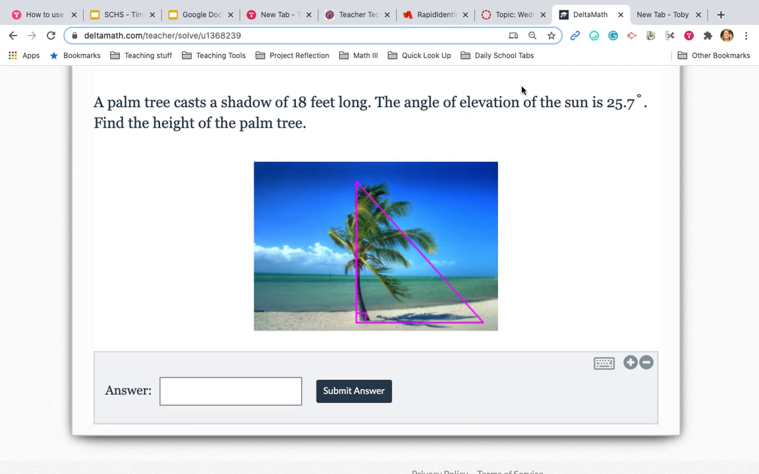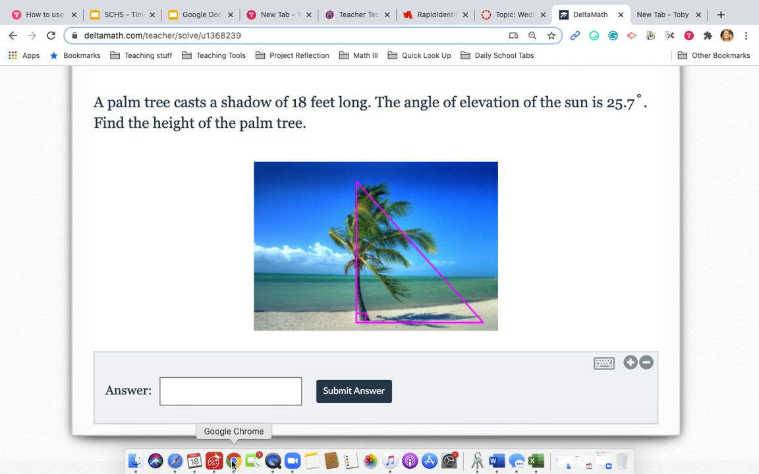And they tell us the angle of elevation. So remember, elevators go up, so it's this angle from the horizontal up to here, going upward, to this side, going upward. So this angle right here is 25.7. All right, and again, the shadow is 18 feet long, and they want us to find the height of the palm tree. So here's my picture so far.